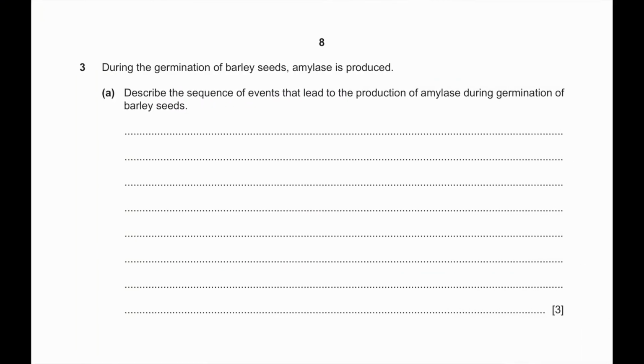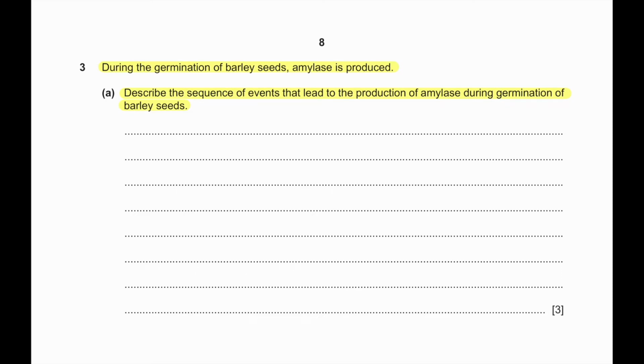Question number 3. During the germination of barley seeds, amylase is produced. Describe the sequence of events that leads to the production of amylase during germination of barley seeds. So at first, the barley seed's embryo absorbs water, and this stimulates the embryo to produce gibberellin. The gibberellin then moves into the aleurone layer of the seed, and binds to the receptor, and the receptor then binds to the enzyme that breaks down the DELLA protein.